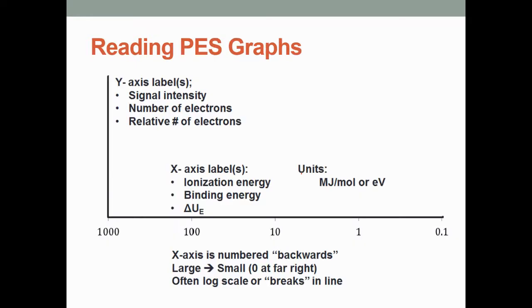Kind of cool. So when we read a photoelectron spectroscopy graph, there are y-axis labels and x-axis labels, of course. The y-axis label simply tells us the intensity, the relative number of electrons that were ejected with that amount of energy. The x-axis tells us how much energy was required, and it's usually logarithmic and backwards. So most energy is over here on the left-hand side, and the least energy to eject the electrons is on the right-hand side.